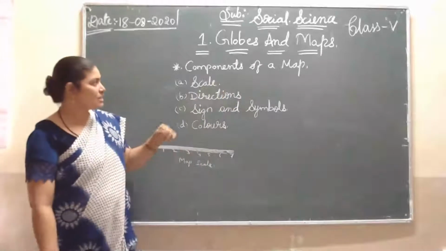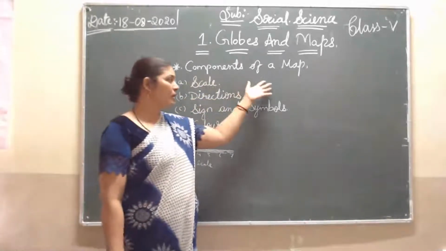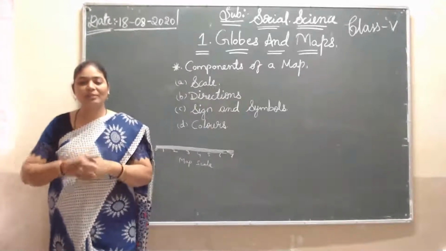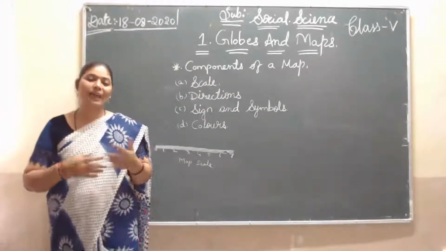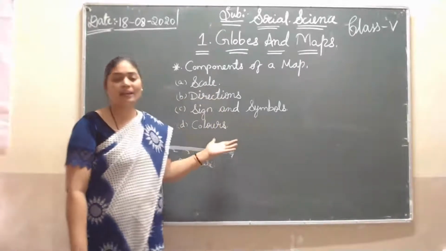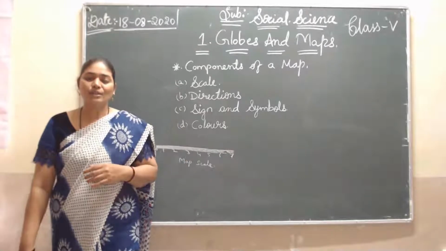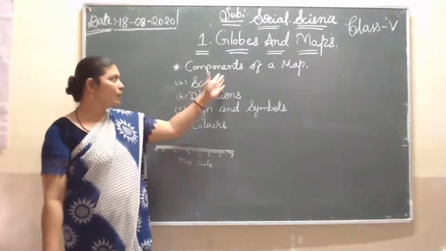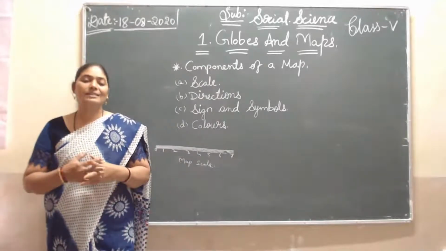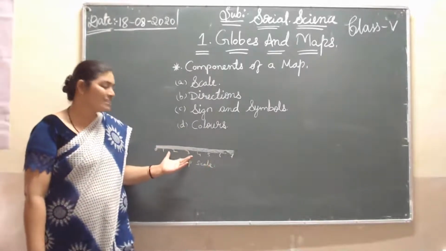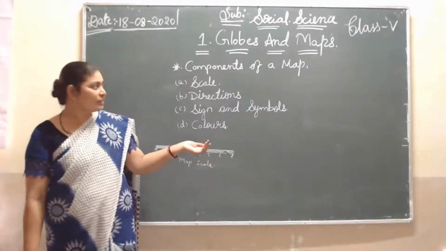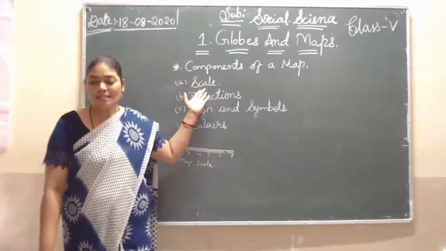So here, the first point is the components of a map. Some of the components of a map are called the scale, direction, signs and symbols, and last, the colors. These come in the components of a map. A scale gives the distance, how much distance it has in the map. First we are going to study the scale.